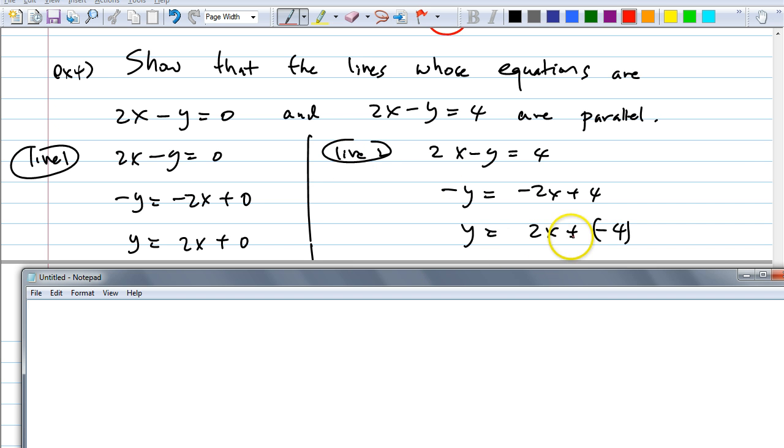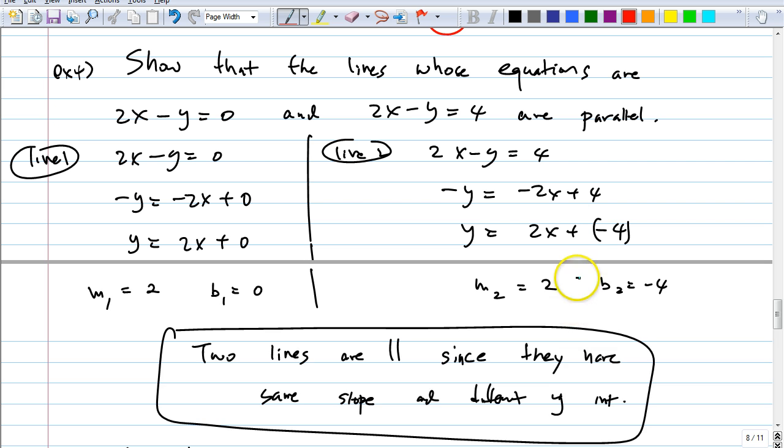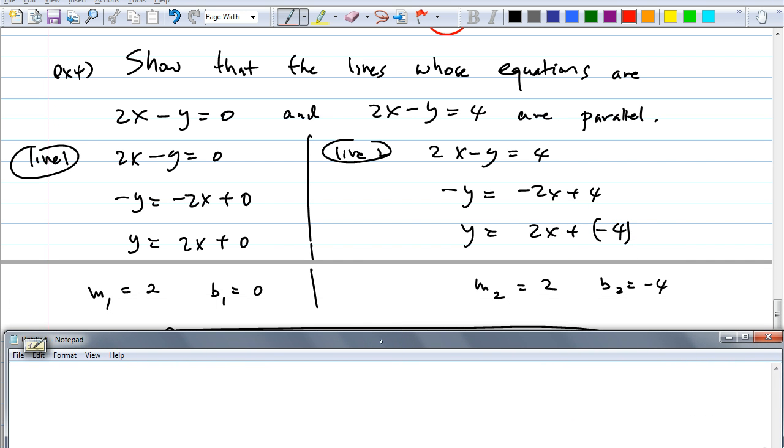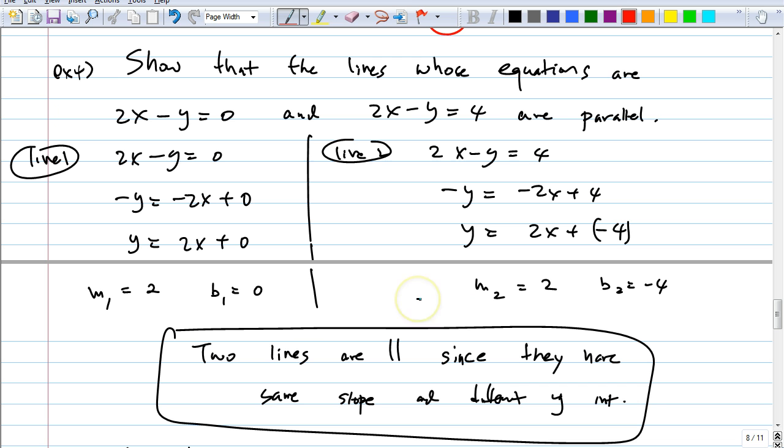Okay. The second line, line 2, that's why I wrote line 2 there: y equals 2x plus negative 4, right? So did you all get slope as 2 for the first one? b sub 1. Do you see why I wrote m sub 1, b sub 1? What does that tell you? That's saying that it's from the first line. What about m sub 2, b sub 2? That's telling you it's from the second line. And as you can see, do they have the same slope? Do they have different y-intercepts? That's what you've shown. So that's all you need to write.